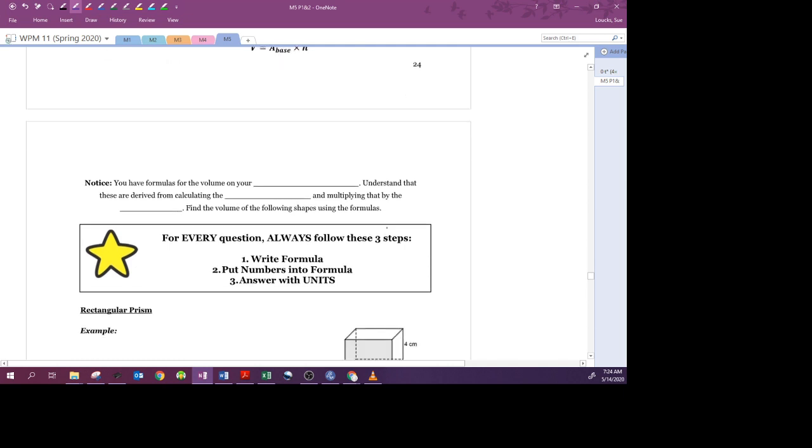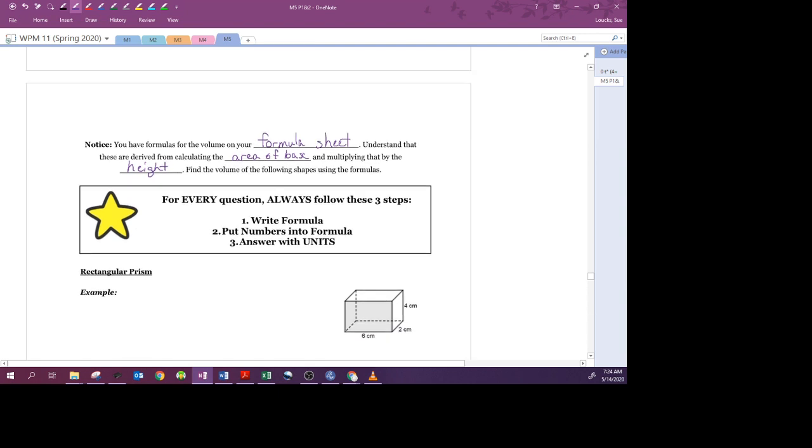So you've got a formula for the volume on your formula sheet. And understand that these are derived from calculating the area of the base and multiplying that by the height. So if you're given formulas, you can use the formulas. All right.